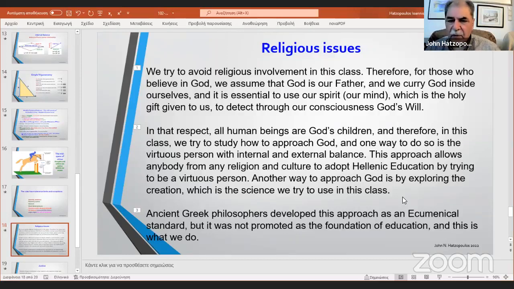We carry God within ourselves, and if we want to approach God, what we need to do is either to be virtuous people, or to do exploration and explore the creation, because all the creation we see around us, if we assume there is a God, was created by God. So the internal and external balance we cover in this course is actually an exploration of the creation. The ancient Greek philosophers developed this approach as an ecumenical standard, but it was not promoted as the foundation of education, and this is what we do. I'm talking about internal and external balance.